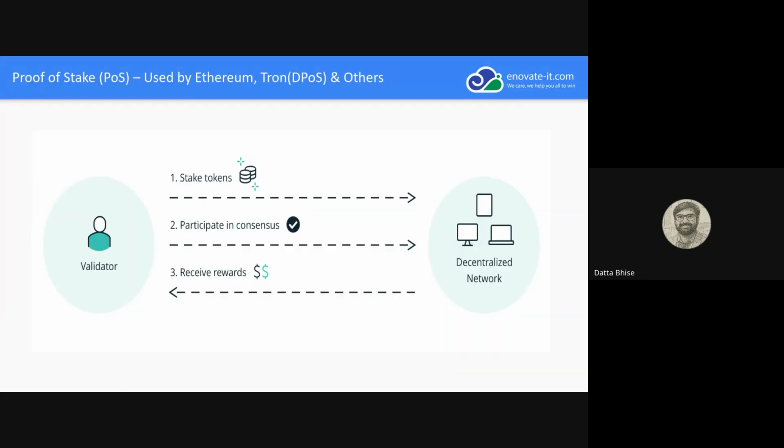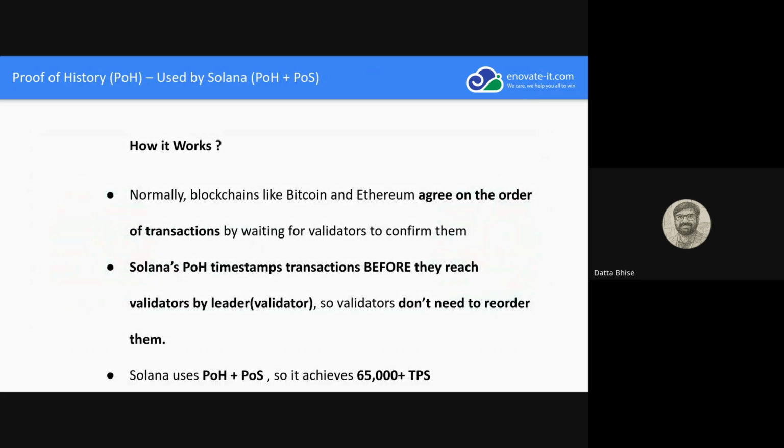Any doubt? Okay. Proof of history, I will not explain in detail. Lots of slides are pending. So, kind of homework for you: check what proof of history is. Solana uses it. It is one of the top, fastest coins. Theoretically, they achieve 65,000 transactions per second. Solana not only uses proof of history, it combines proof of history as well as proof of stake.